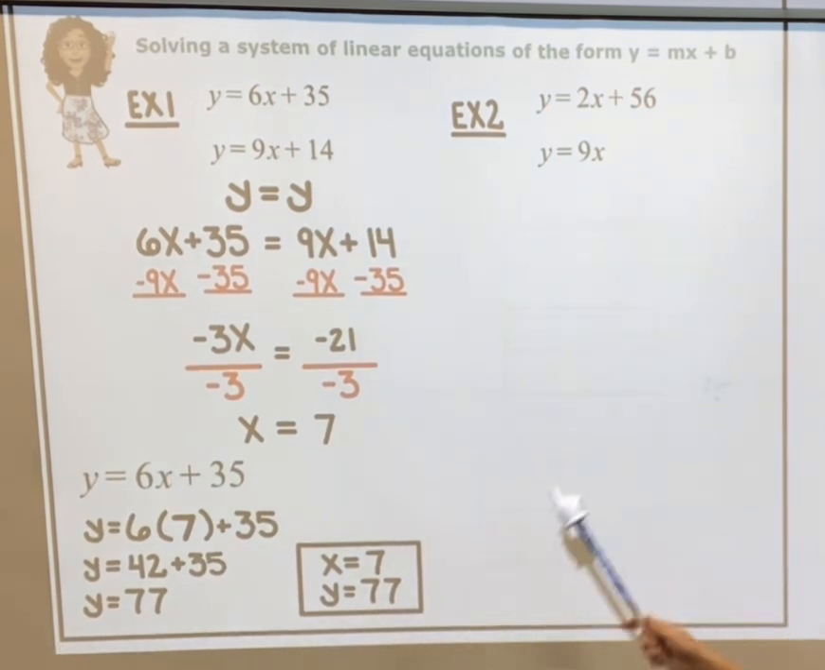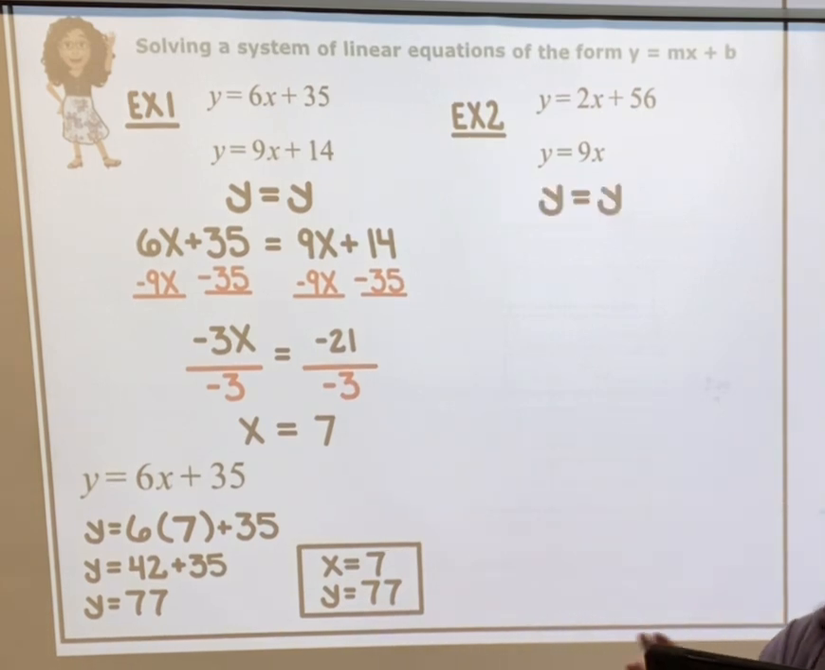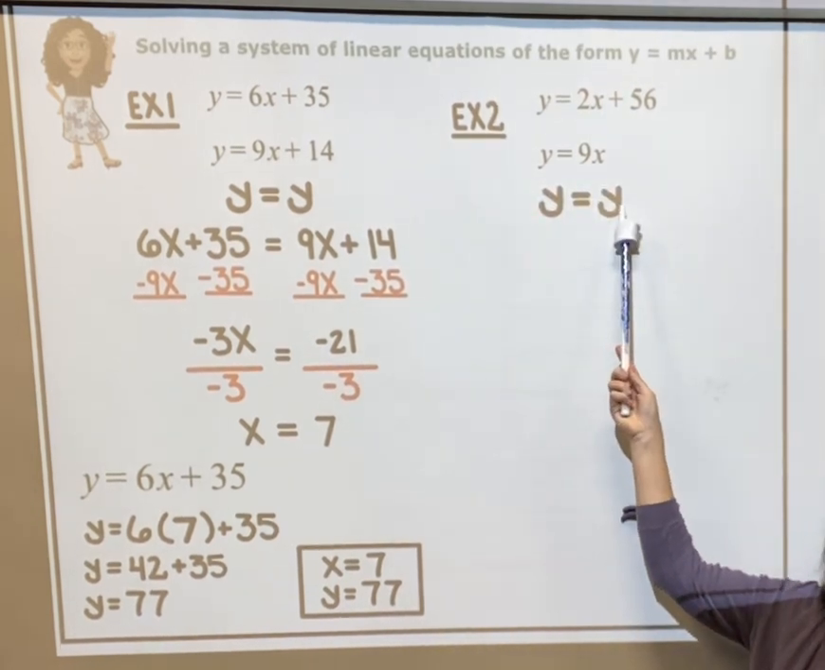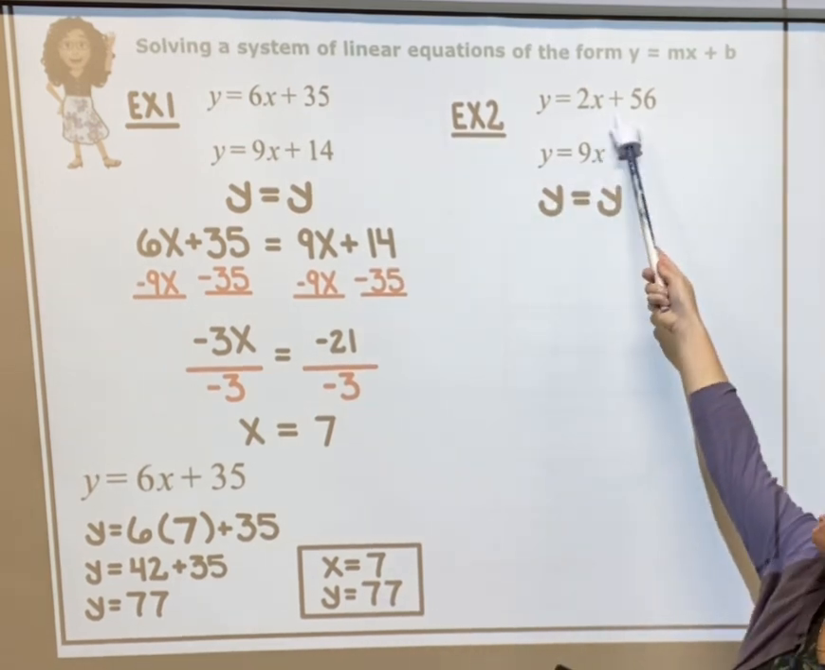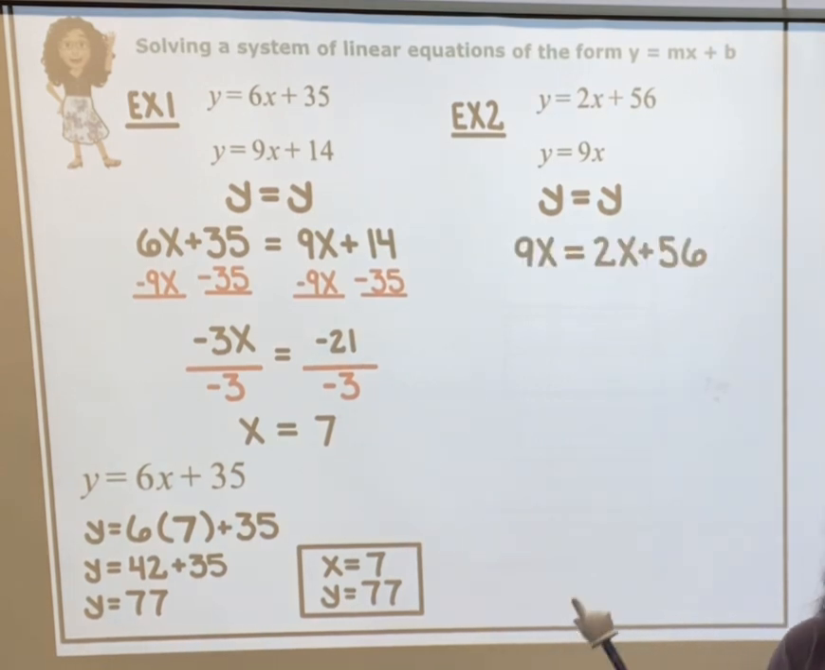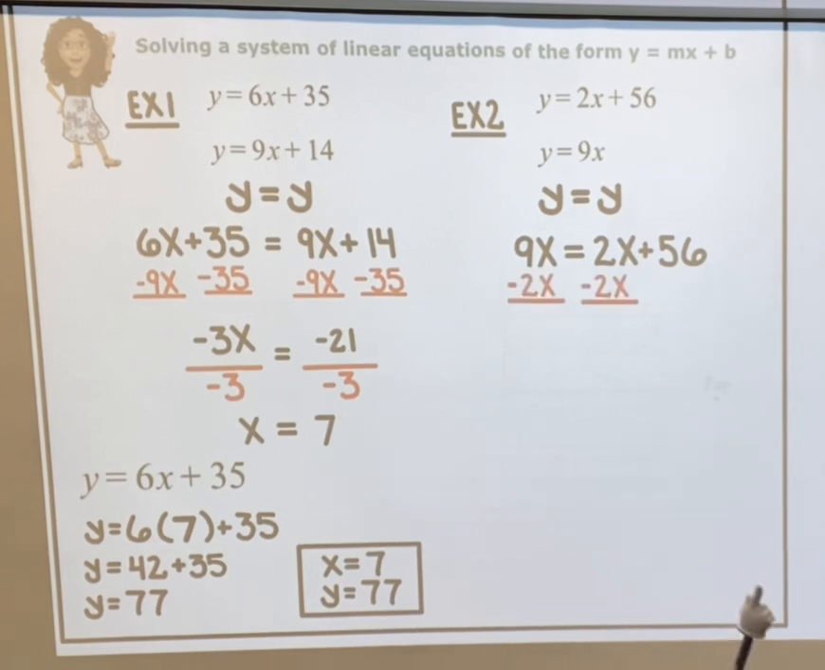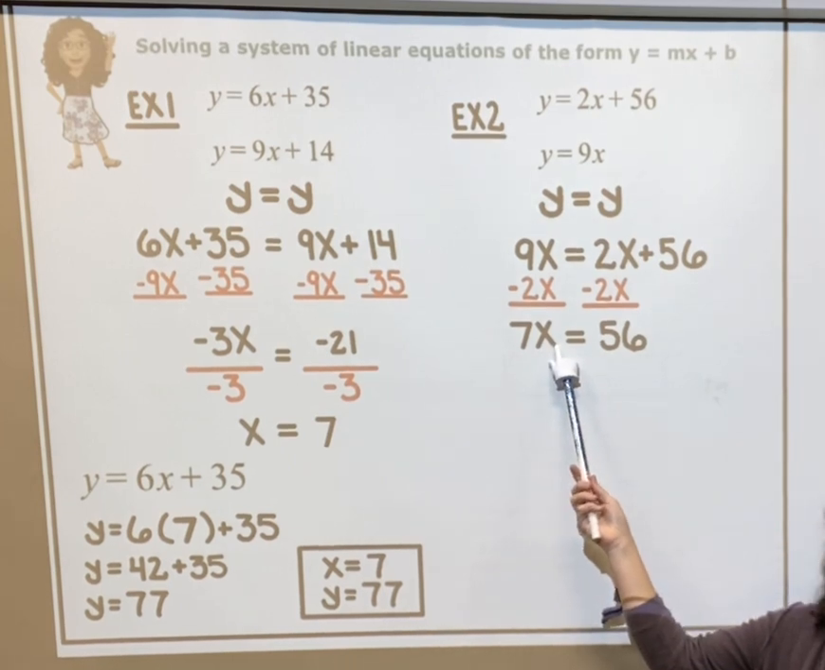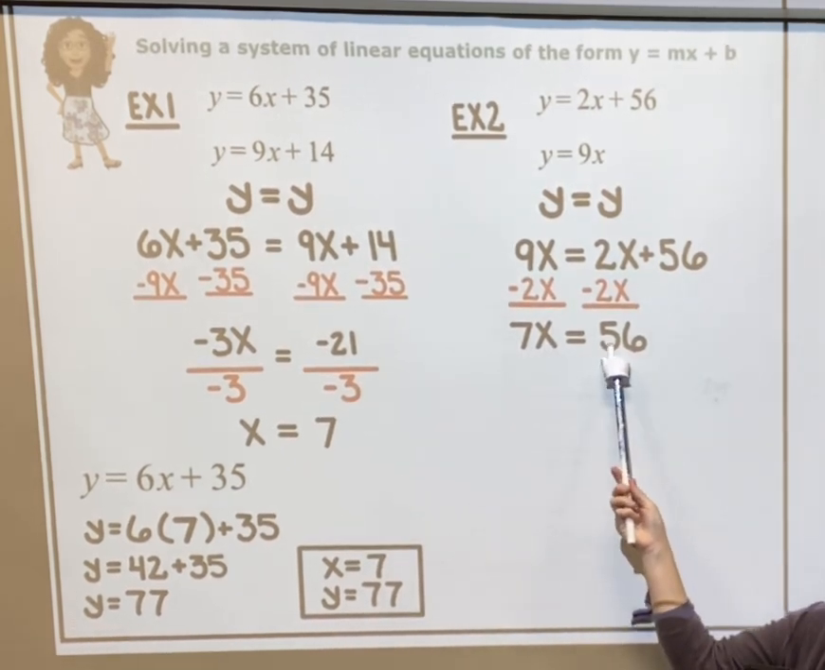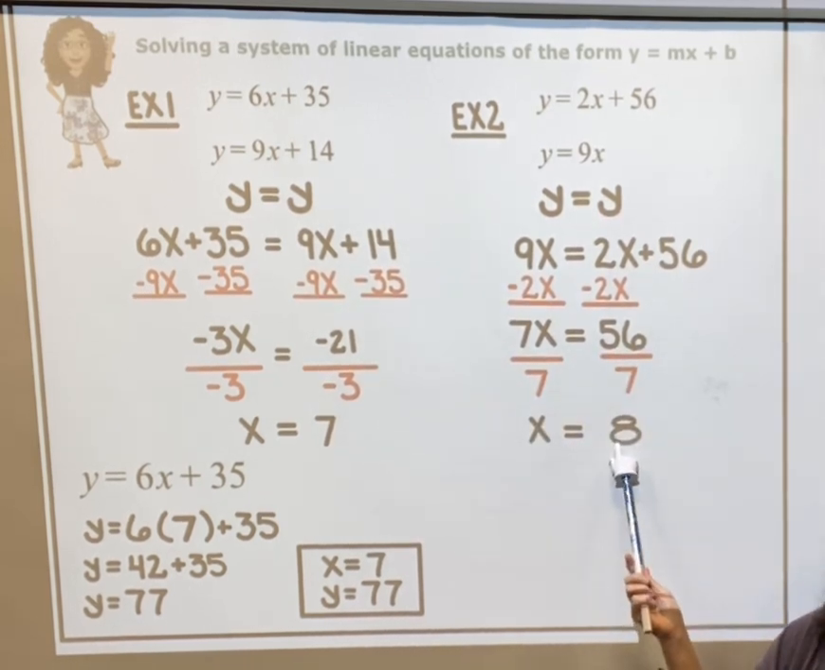Okay, so just one more example here. y equals 2x plus 56 and y equals 9x. Using the fact that y is equal to y, I'm going to replace this y with 2x plus 56 and this y with 9x. I'm ready to move letters to one side, numbers to the other. So if I subtract 2x, I'll have all my x's on the same side. 9x minus 2x is 7x. To finish getting x by itself, I'm going to divide both sides by 7. And 56 divided by 7 is 8.